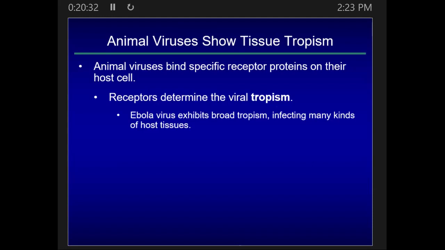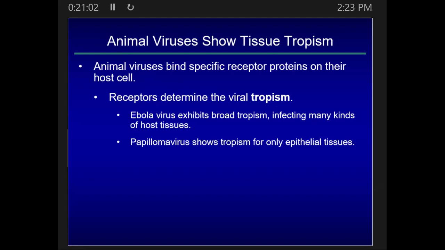It can be broad versus narrow. So Ebola, unfortunately, has a broad tropism, which means it has adapted well enough where it can attach to many different receptors, which is not good. That's not what we want to hear in such a deadly virus. That's why it is so deadly. Within 72 hours of infecting a human, it can kill them.